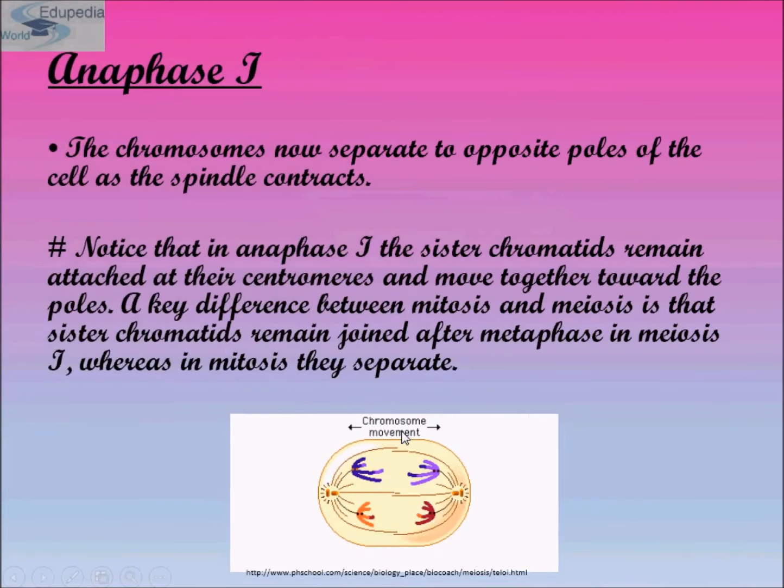And then comes anaphase 1. In this, the chromosomes separate to the opposite poles of the cell as the spindle contracts. Notice that in anaphase 1, the sister chromatids remain attached to their centromere and move together towards the pole. A key difference between mitosis and meiosis is that sister chromatids remain joined after metaphase in meiosis 1, whereas in mitosis they separate. You can see the chromosome movement towards the poles.